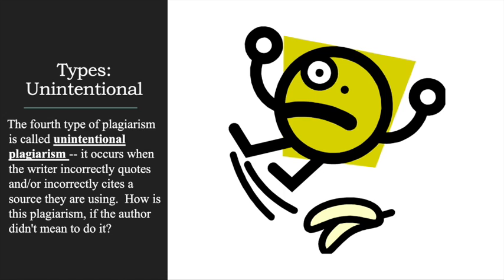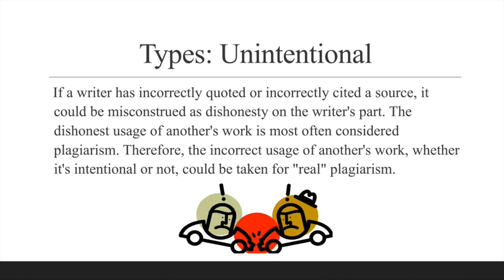The final type that we're going to talk about is unintentional plagiarism. This occurs when the writer incorrectly quotes and/or incorrectly cites a source they are using. So, how is this plagiarism if the author didn't mean to do it? If a writer has incorrectly quoted or incorrectly cited a source, it could be misconstrued as dishonesty on the writer's part. The dishonest usage of another's work is most often considered plagiarism. Therefore, the incorrect use of another's work, whether it's intentional or not, could be taken for real plagiarism.